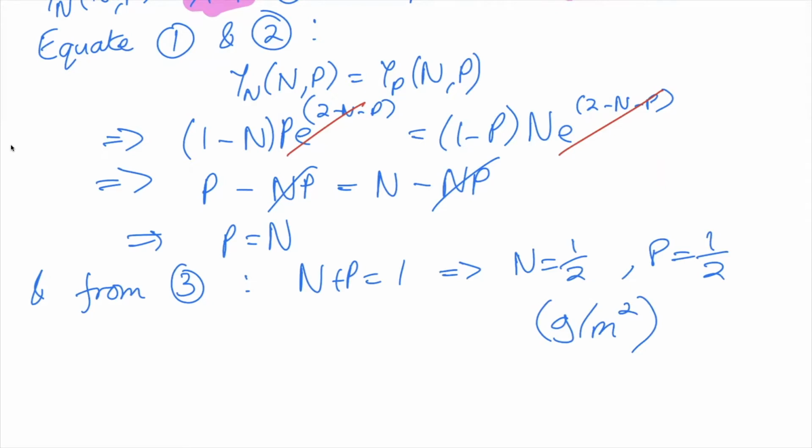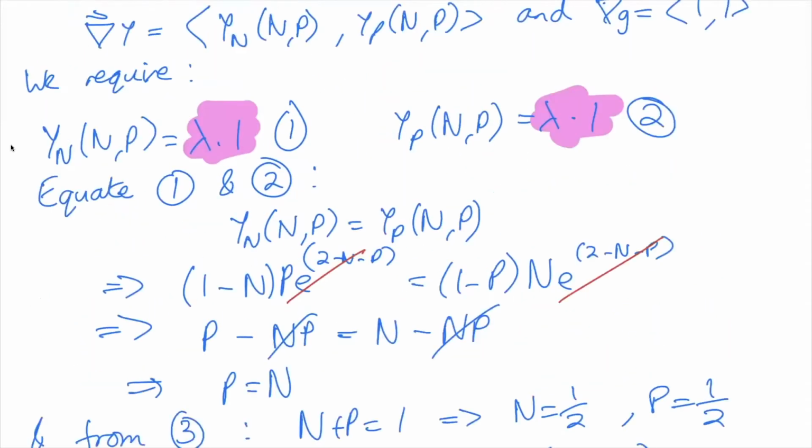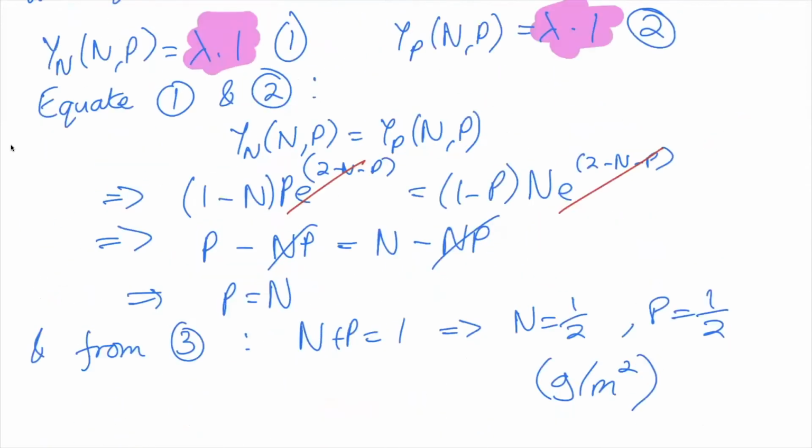Okay, it's also nice to finish up the question by restating what we mean by this. So we should say the optimal concentration in the soil is n is equal to a half of a gram per meter squared, and likewise p.